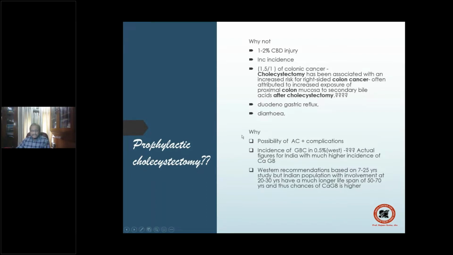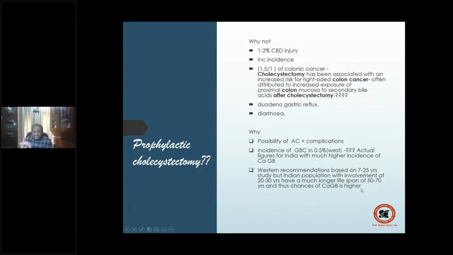But what are the proponents? What are the reasons why they say you should do it? Number one, possibility of acute cholecystitis plus complications. Incidence of gallbladder cancer 0.5% in the West. But remember, the actual figures for India are much, much higher. We don't have exact figures, but the incidence of carcinoma gallbladder post stone identification is very high. Why? Because the incidence of gallbladder stone disease is very high in India, especially in the Kashmir area and the Gangetic Belt. Western recommendation is based on 7 to 25 years study, but the Indian population involvement of 20, 30 years have a much longer lifespan of 50, 70 years, and this chance of carcinoma gallbladder is higher.